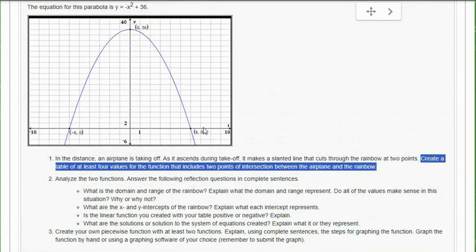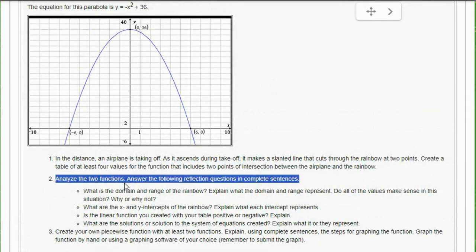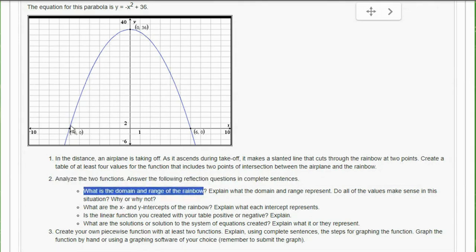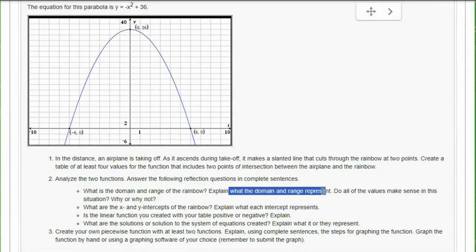All right, number 2, analyze the 2 functions. One function is the rainbow. The other function is the line that you create for your airplane. And answer these questions. What is the domain and range of this rainbow? You can look at it on the screen. Obviously, it doesn't go any higher than 36. Looks like it goes to infinity. What does that 36 represent? What is the domain being negative infinity to infinity? Do all these values make sense in this situation?